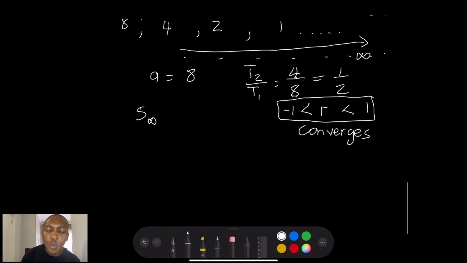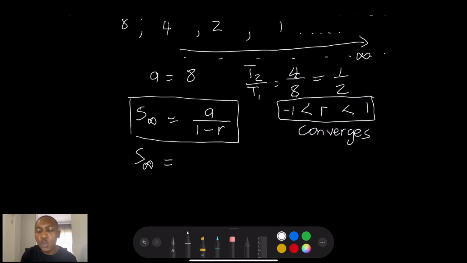Now what we say is the sum to infinity is simply going to be a divided by 1 minus r. I could show you where this comes from, but that's another discussion for another day. When you calculate the sum to infinity, you can only do that for a convergent series, meaning where r, the common ratio, is less than 1 and greater than minus 1.